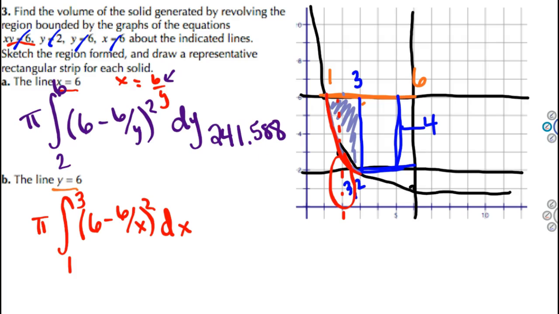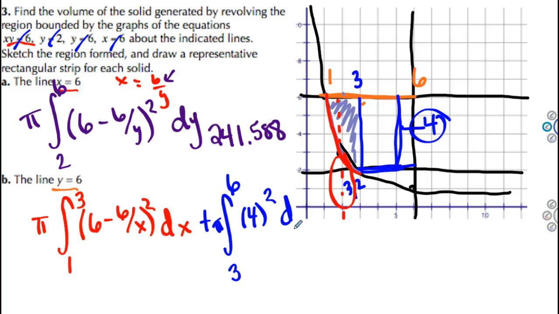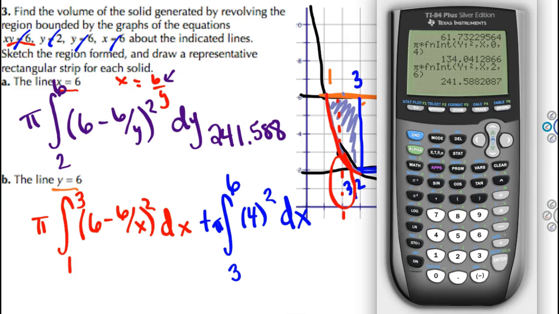Then if I look at adding in the other part, this part that had a radius of 4, I'm going to go from, don't forget your pi out front, 3 to 6, and then my radius is 4. It never changes. It's always 4 squared dx. And so again, you can pause and put this in your calculator. I do have my notes where I've already done this. So I'm going to put this all in one step where I have this plus that. I can show you that quickly, I guess.